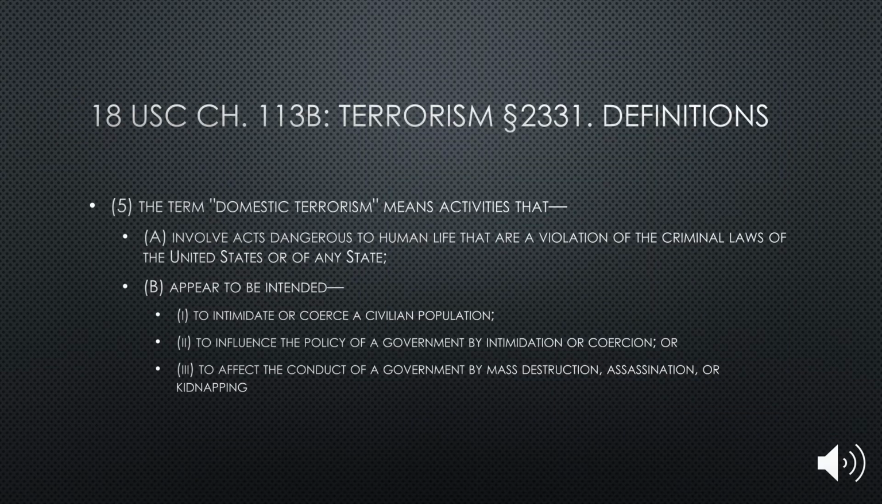The legal code is a little bit better in that it defines domestic terrorism as activities that involve acts dangerous to human life that are a violation of the criminal laws of the United States or of any individual state, and appear to be intended to intimidate or coerce a civilian population, to influence the policy of a government by intimidation or coercion, or to affect the conduct of a government by mass destruction, assassination, or kidnapping.